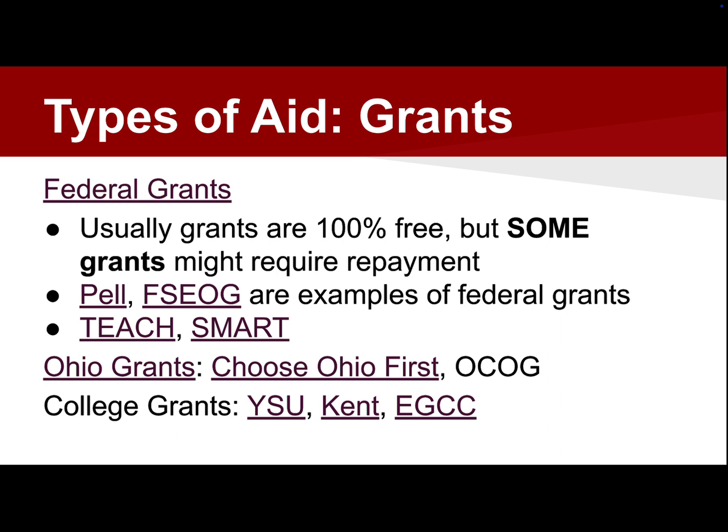If you click those links, it'll take you directly to the program. You can read more about it. There are also some state level grants, Ohio grants, like the Choose Ohio First scholarship and the Ohio College Opportunity Grant. And then sometimes your colleges will even have grants available at the institutional level. So I've included some links there for you to explore.